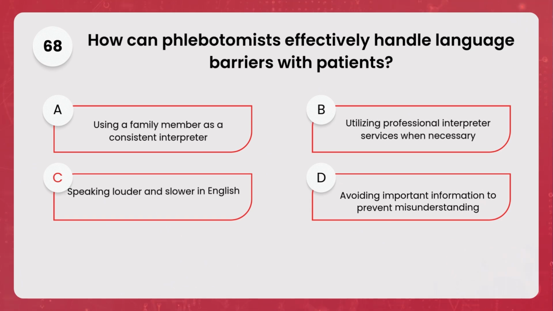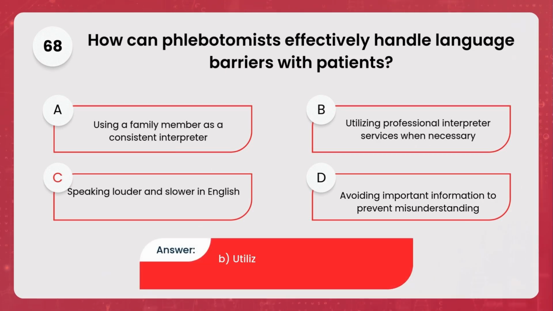Number 68. How can phlebotomists effectively handle language barriers with patients? A. Using a family member as a consistent interpreter. B. Utilizing professional interpreter services when necessary. C. Speaking louder and slower in English. D. Avoiding important information to prevent misunderstanding. The answer is B. Utilizing professional interpreter services when necessary.